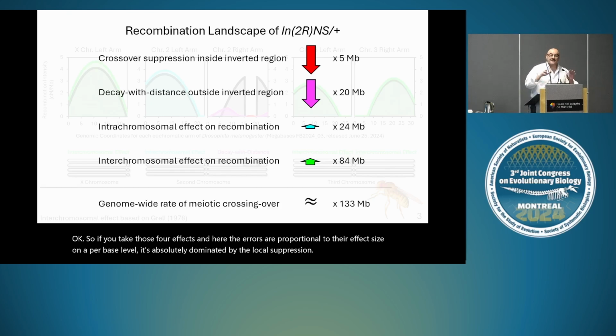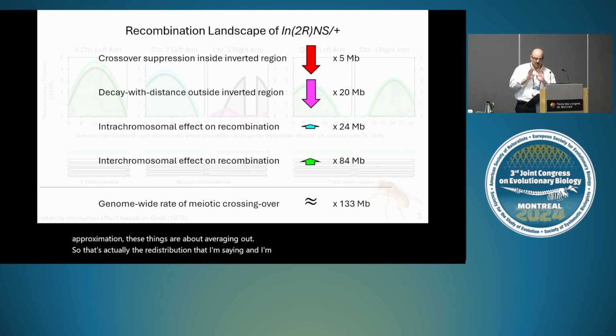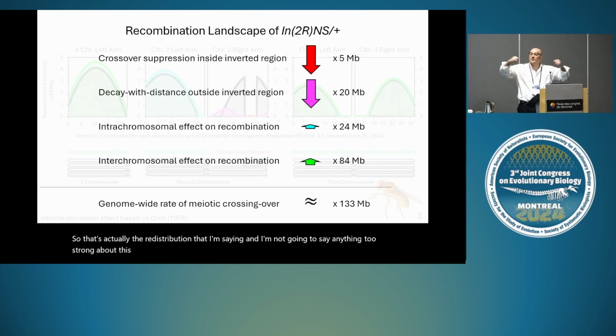But because they are operating over very different regions of the genome, to a first approximation, these things are about averaging out. So that's actually the redistribution that I'm saying. And I'm not going to say anything too strong about this, but that's the moving to the other chromosomes. So it's almost like there's crossover homeostasis.